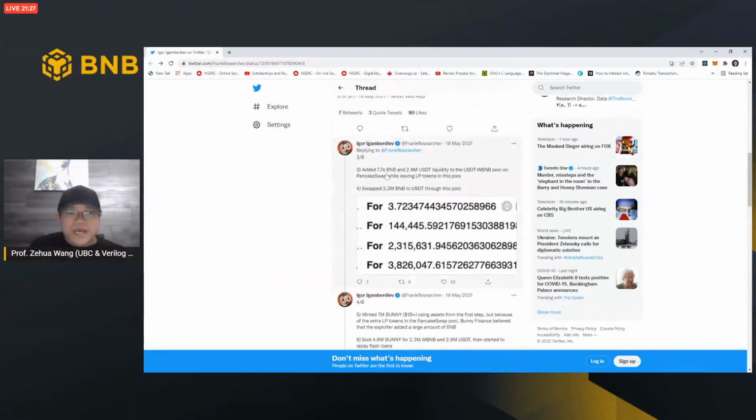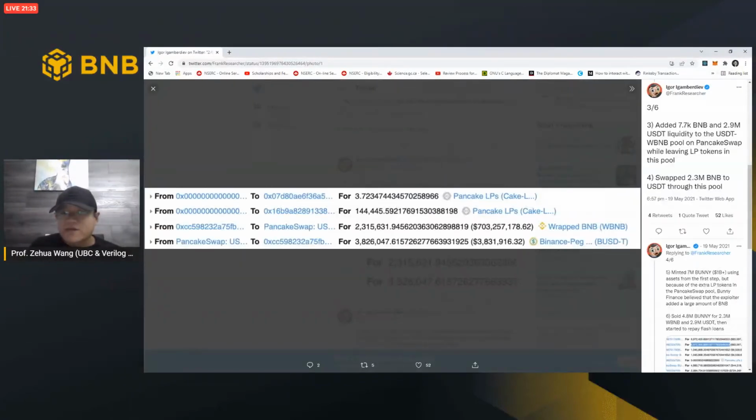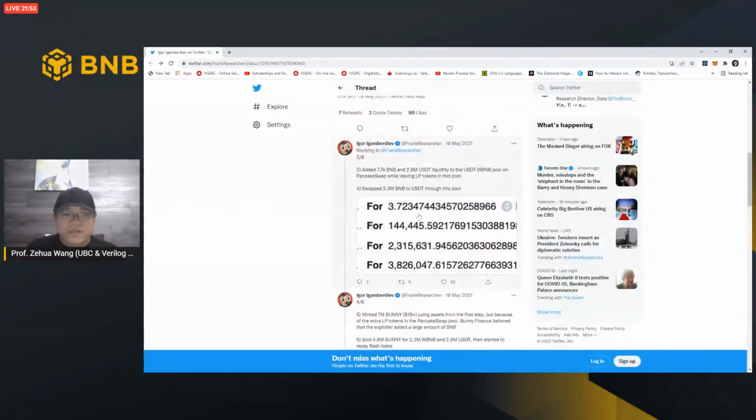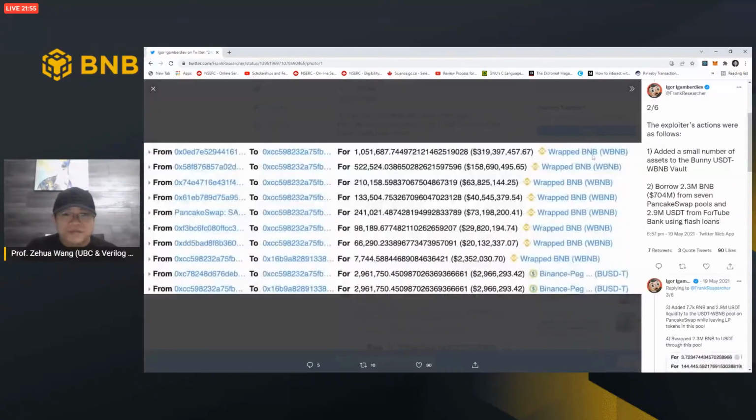And so not all of those borrowed BNB are used. The person adds 7.7K BNB, and then all of those borrowed USDT, to provide liquidity to the USDT and WBNB pool in PancakeSwap. So it provides a lot of liquidity to this PancakeSwap liquidity pool. And then, you can just roughly count the borrowed amount of BNB. It is far more than 7.7K.